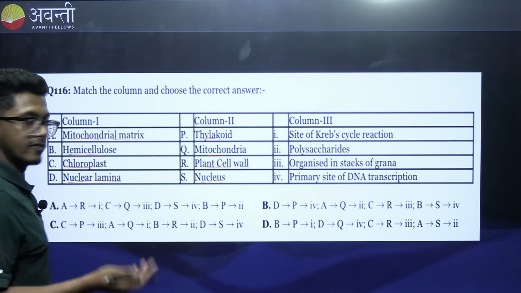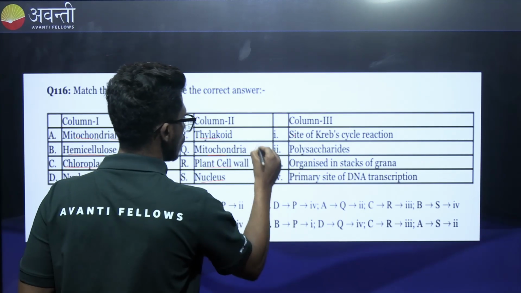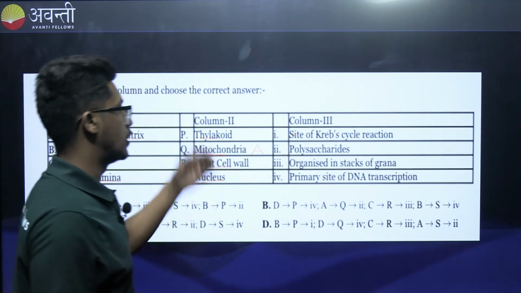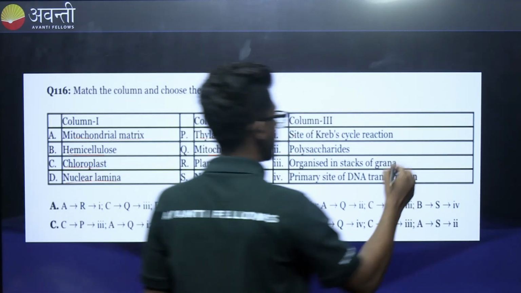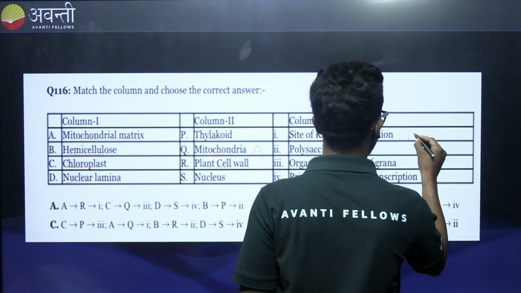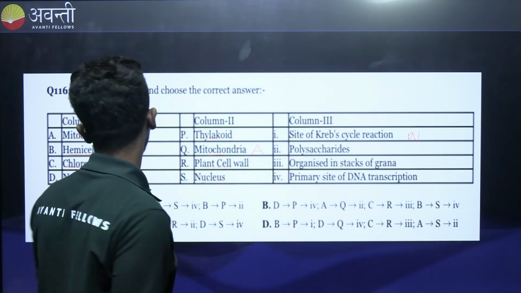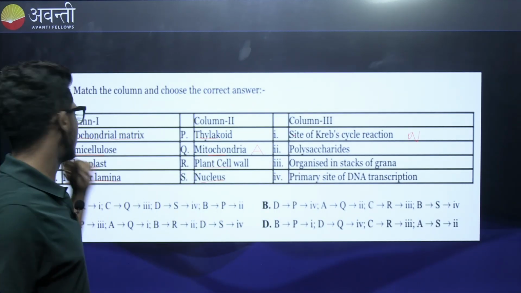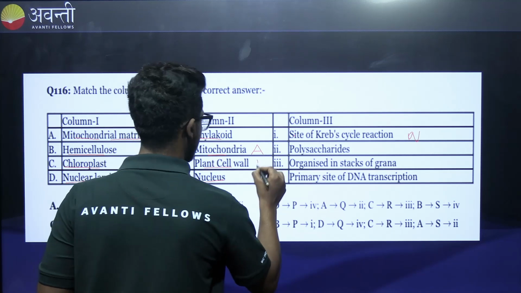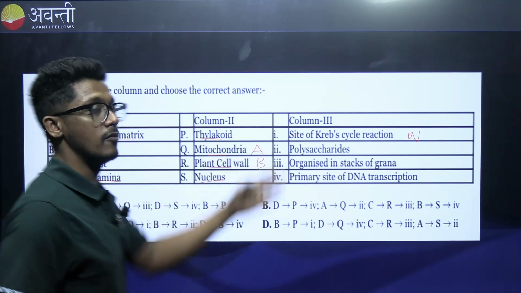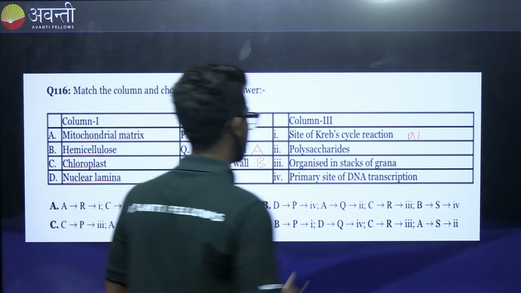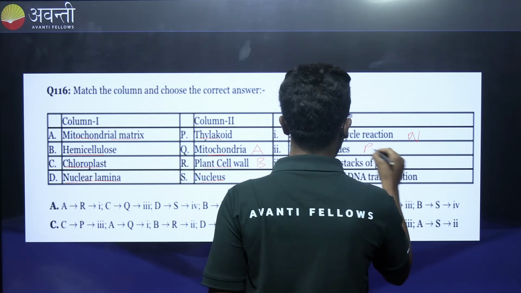Mitochondrial matrix is present where? It is present in mitochondria, so I'll represent it as A. Mitochondria is a site of what? It is a site of Krebs cycle, so I will represent it as Q. Got it? Next one, hemicellulose, where is it present? It is present in the plant cell wall, so I'll represent it as B. What is hemicellulose? Hemicellulose is nothing but a polysaccharide, so I'll represent it as R.